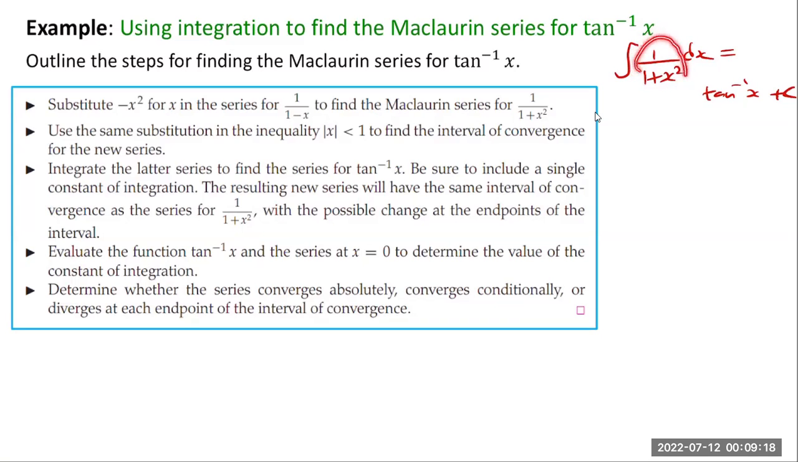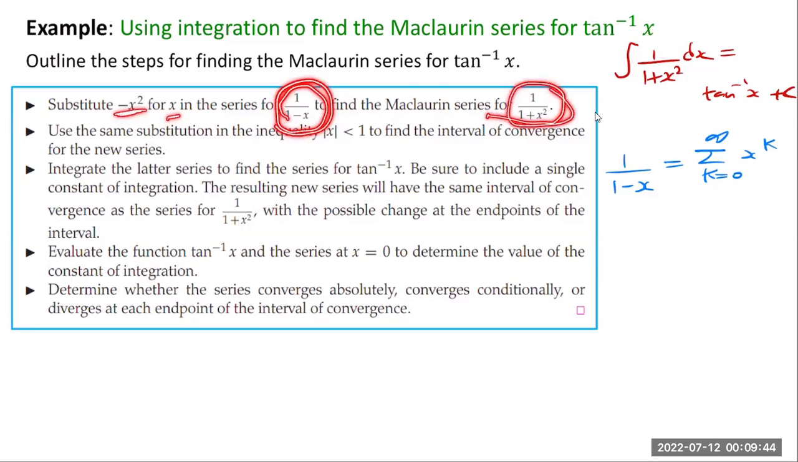How do we find the Maclaurin series for this function? That's not hard, because we know the Maclaurin series for 1 over 1 minus x, that is sigma k goes from 0 to infinity of x to the power k. Step 1 is to substitute minus x squared for x in the Maclaurin series for 1 over 1 minus x to find the Maclaurin series for 1 over 1 plus x squared.